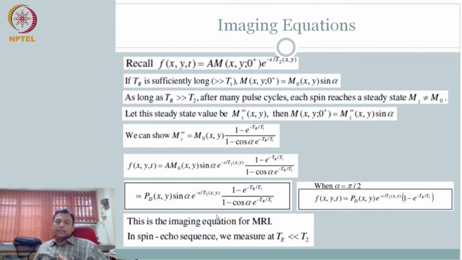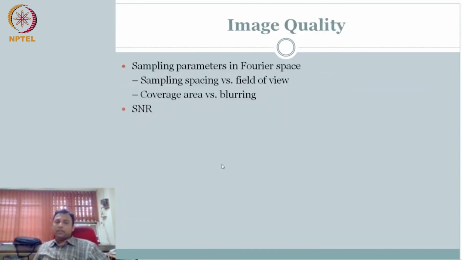Okay. So of course in spin echo we measure TE is far less than T2. Right? We repeat the experiment. Clear? So this completes in some sense the image formation. We need to next study image quality.